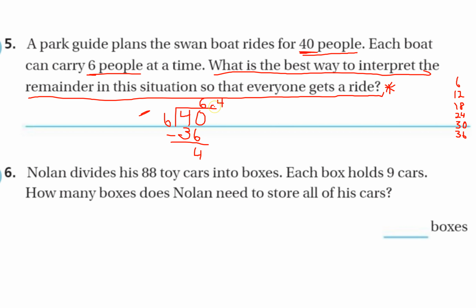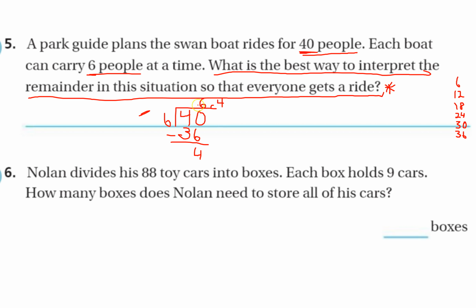Okay, now I've done the math part. Let me go back and see what they want to know. What is the best way to interpret the remainder in this situation so that everyone gets a ride? Well, if there's 40 people going and they go on 6 boat rides, that's going to carry 36 people. There's going to be 4 people left over that haven't been on a boat ride yet. But we want everyone to go. So how many boat rides do we need to go on?